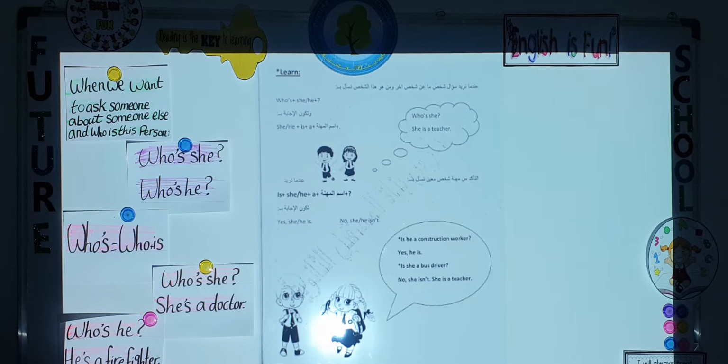Now, my dear students and parents, we will move to the booklet page 10. So please open the booklet page 10. So here, when we want to ask someone about someone else and who's this person, we will say who's she, or who's he.